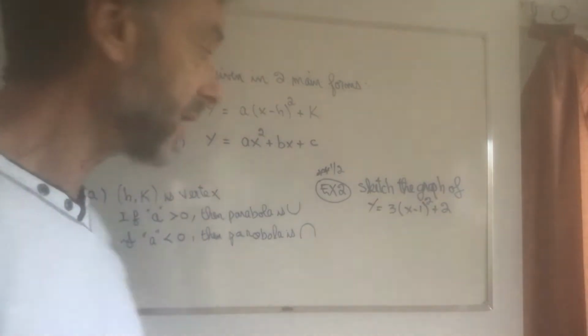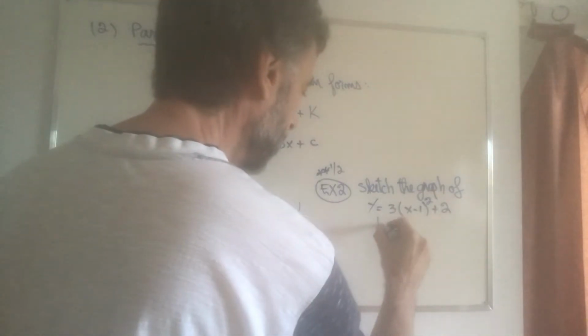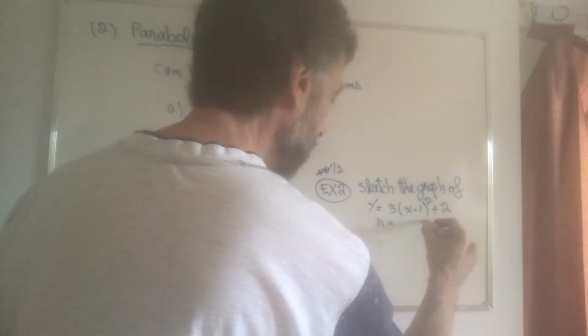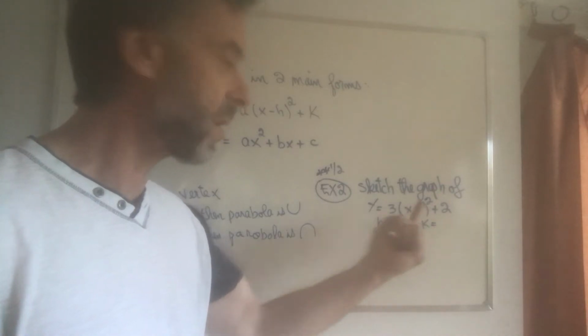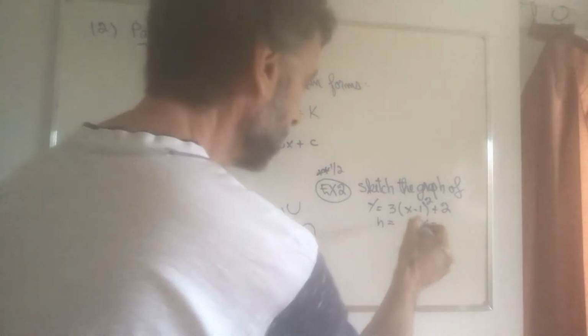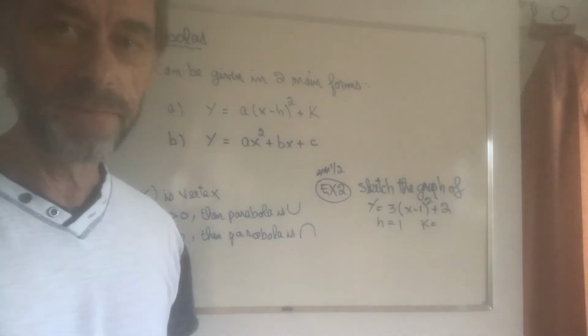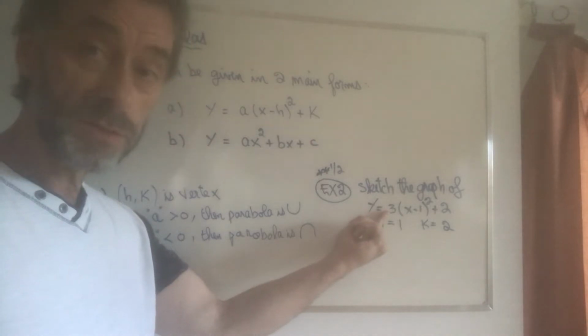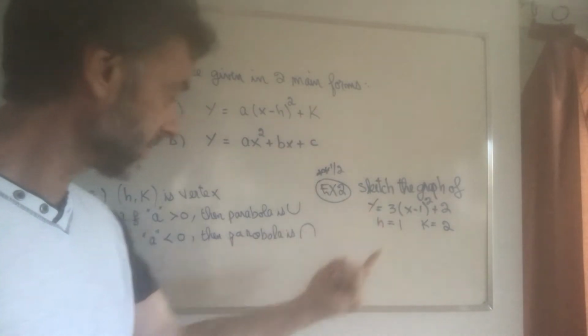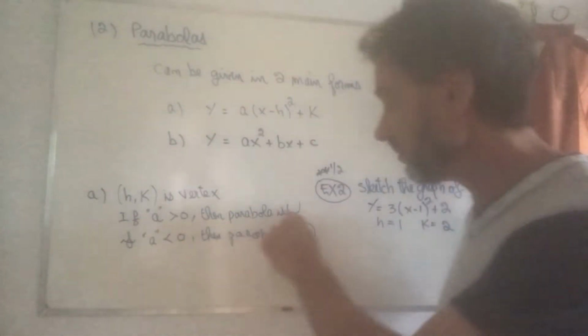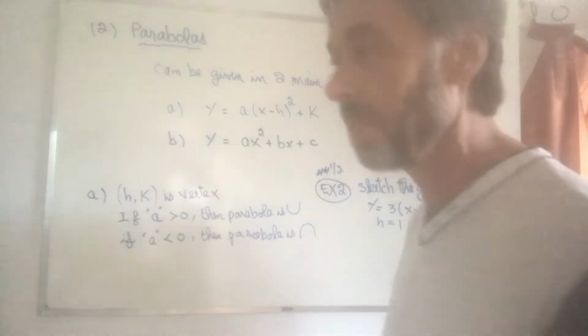Can you identify h, k from here? Can you identify h? Can you identify k? Well, x minus h, x minus 1. This suggests that h is 1. And the plus 2 is my k. The a is 3, yes, which is a positive value. So that means what? If a is positive, the parabola shall be oriented up.